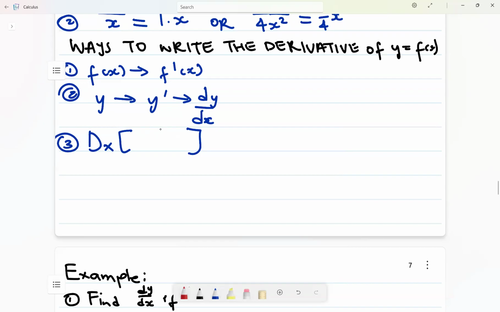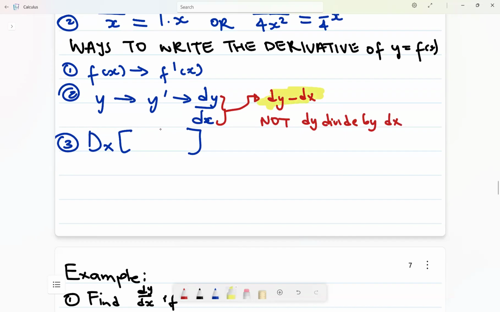Then this one, it is called dy dx, not dy divided by dx, okay? This one is called dy dx, not dy divided by dx. So it is very important to know how to call that one, not dy divided by dx. You just say dy dx, okay?